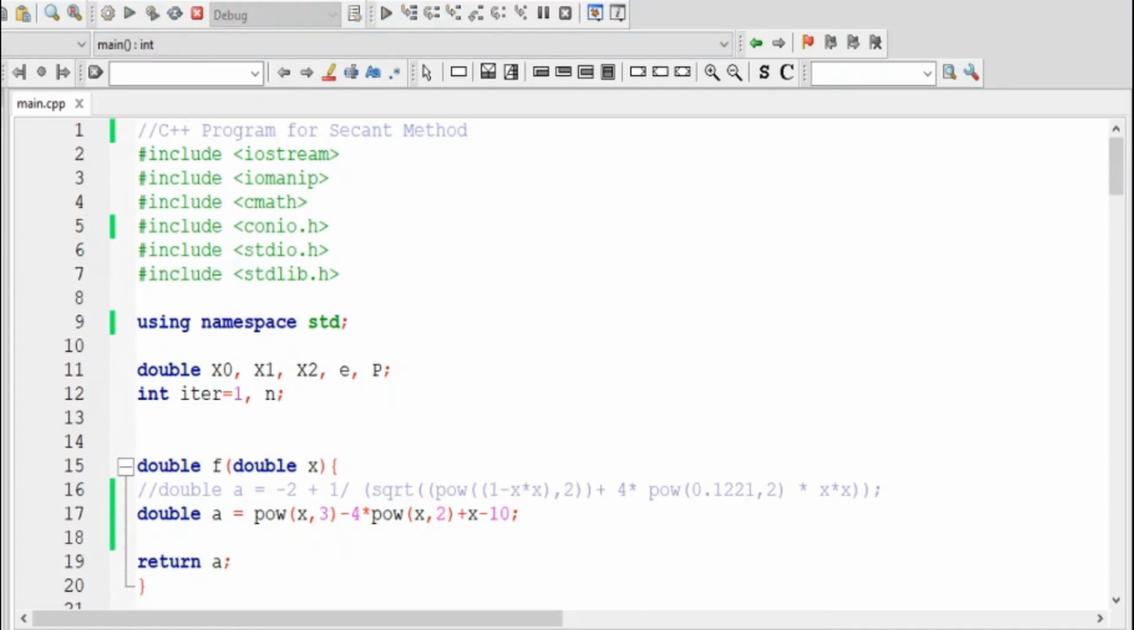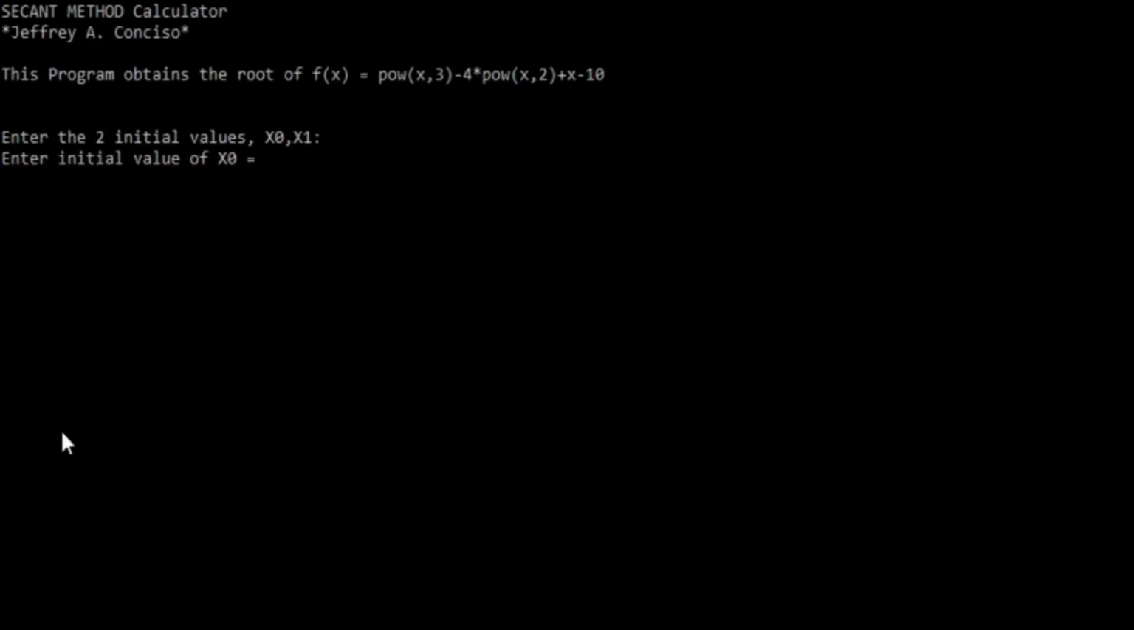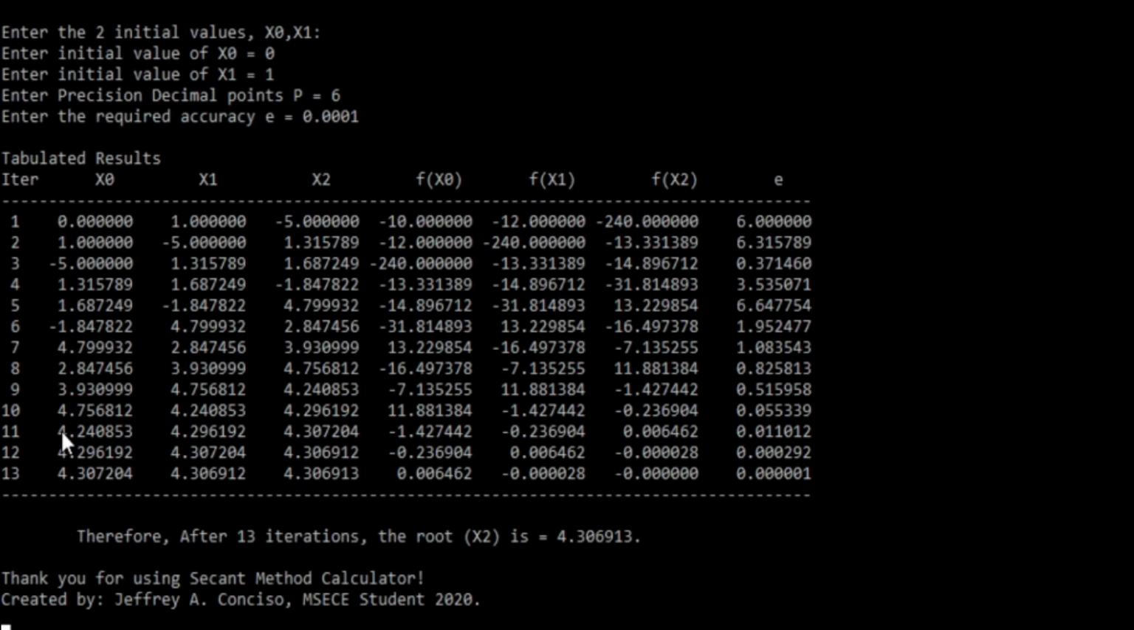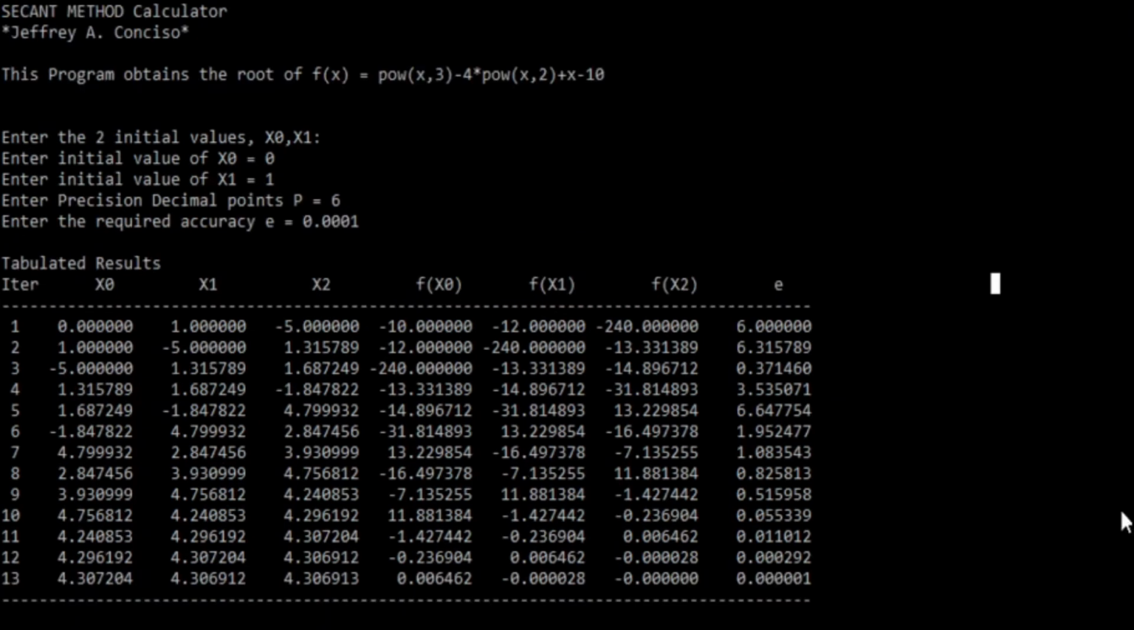Now it's prompting us to enter the initial values. The initial value of x sub 0 is 0 and x sub 1 is 1, and then we will set the precision to 6, and we will set the accuracy to 0.001, and we will have these tabulated results. So we have the iteration here, and we have x sub 0 up to the required accuracy.